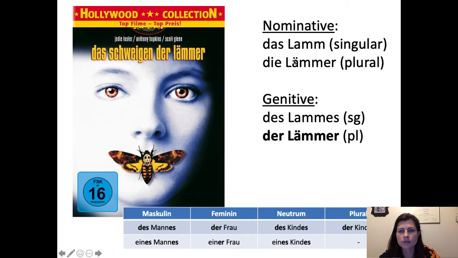That's its plural formation. But then in the genitive, if we took das Lamm into the singular genitive, it would be des Lammes, of the lamb, singular. But what we want here is of the lambs, plural. So we're going to take der, that's our plural genitive, and then also the way the plural is formed, Lämmer. Das Schweigen der Lämmer, the silence of the lambs.